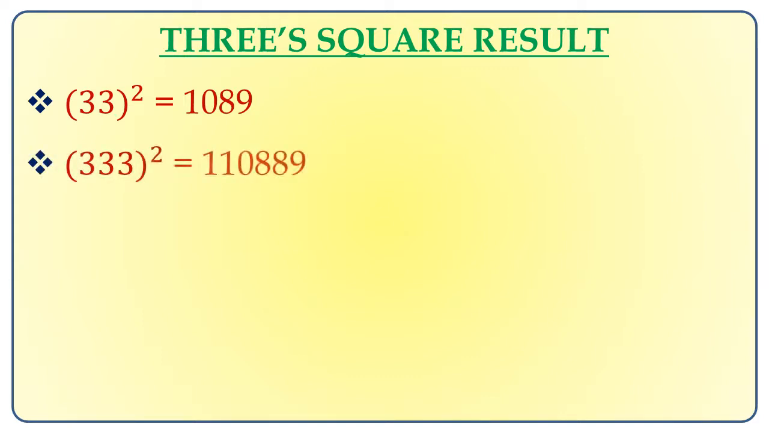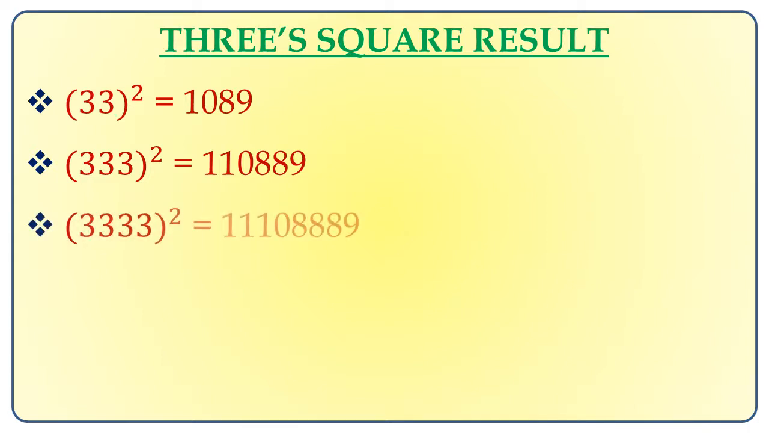333 square. Here the number of 3s is 3. So again 3 minus 1, 2. What is 2? 2 is the repetitive value. So 1 will be written 2 times, followed by 0 1 time, followed by 8 2 times, followed by 9 1 time. My dear friend, please focus here that we are repeating only 1 and 8. We are not repeating 0 and 9.